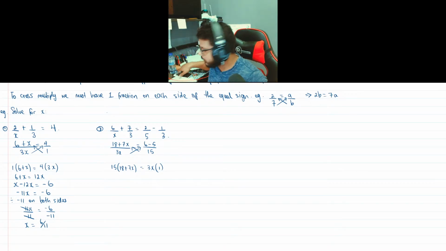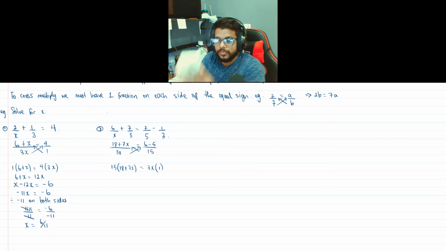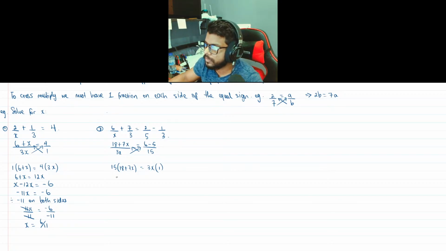Let me get my calculator and work out what 15 by 18 is. 15 by 18 is 270, plus 15 by 7, 105x, is equal to 3x. Rearrange, I'm moving the 3x across, I'm moving the 270 across.